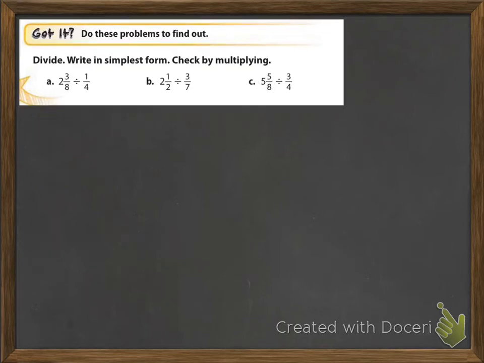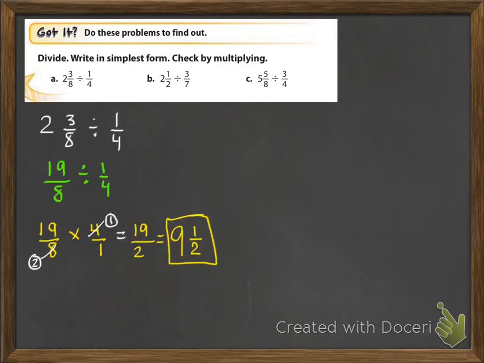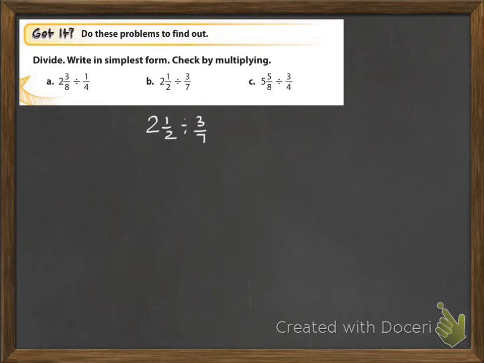For B, you want to start by writing the original problem. So we've done that here. Then you're going to want to go ahead and write it into an improper fraction. Change that 2 1/2 to an improper. 2 times 2 is 4, plus 1 is 5. So 5 over 2 divided by 3/7. And now we're going to do our keep flip change. So we've got 5 over 2 times 7 over 3.